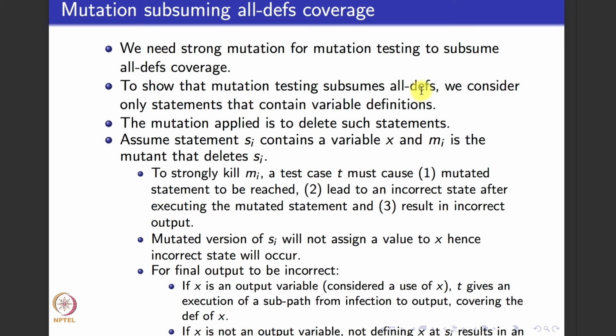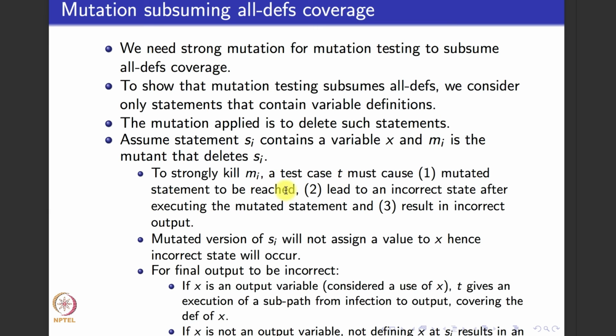We consider every statement in the program that contains definitions of variables. What we do to mutate is that we simply remove that statement. Is that clear? We simply remove that statement. When you remove that statement, what happens? Assume that there is a statement Si that contains the definition of a variable x, and Mi is the mutant that removes or deletes the statement Si. To strongly kill the mutant program Mi, a test case must cause the following.